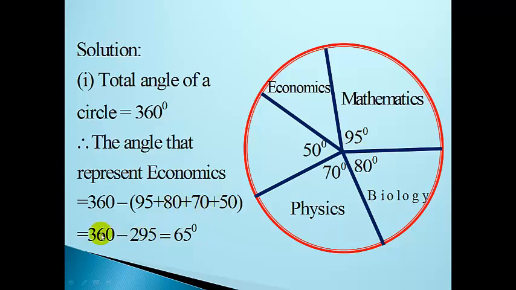And therefore we have 360 minus 295, and this is equal to 65 degrees. So the angle that represents economics is equal to 360 minus 295, and the answer is 65 degrees. That is how we calculate the angle that represents economics. We add all the angles given and subtract it from 360, and that will give us the angle that is not given, that is economics. So the angle that represents economics is equal to 65 degrees.